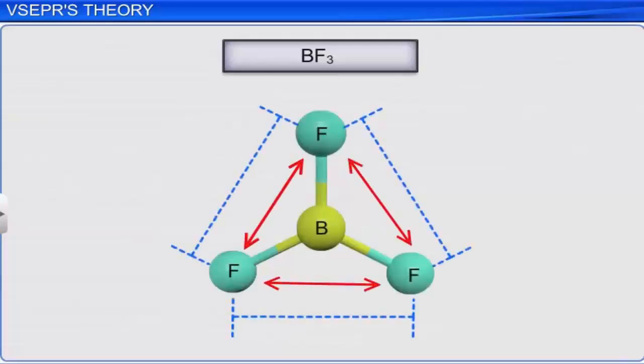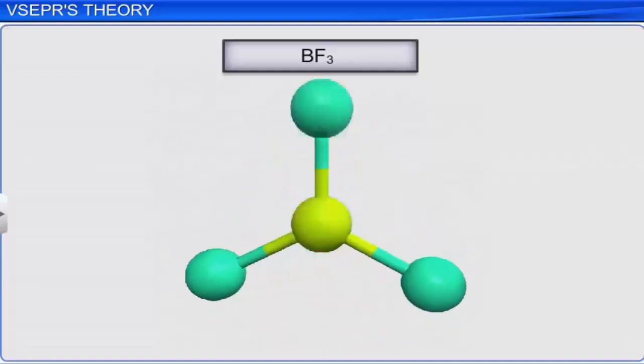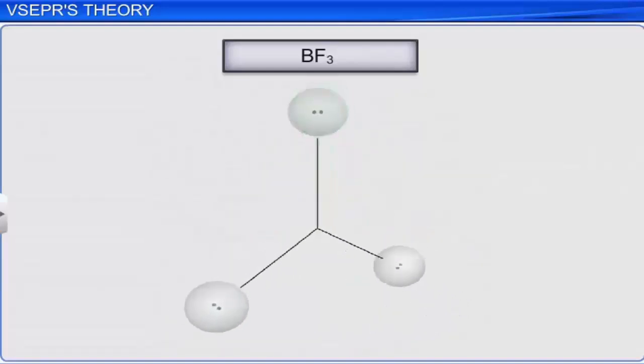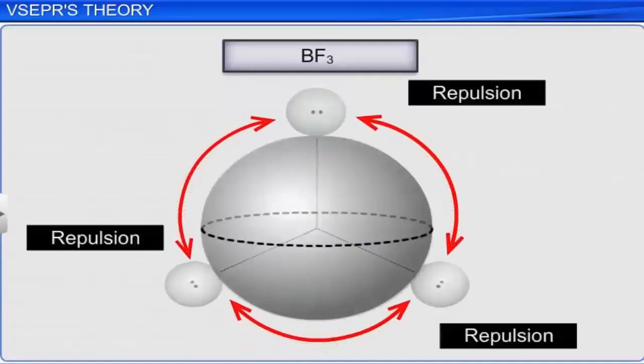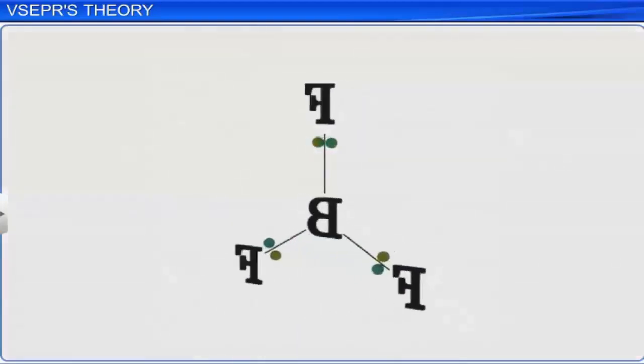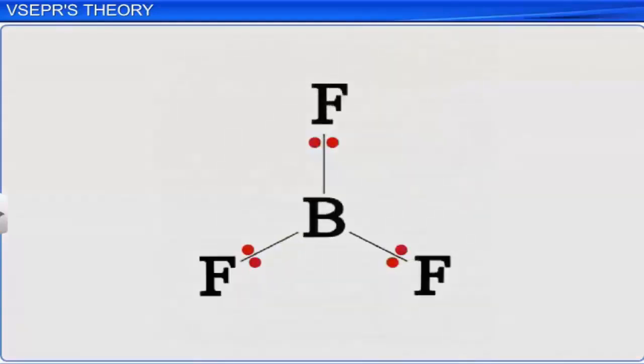To attain the maximum distance between the bonded atoms, imagine the valence shell to be a sphere and the electron pairs located on its surface at maximum distance from each other. The shape of a molecule depends upon the number of valence electron pairs and their arrangement around the central atom.